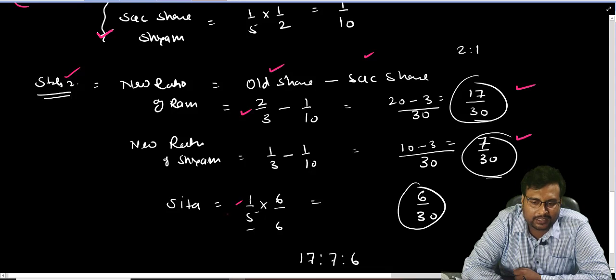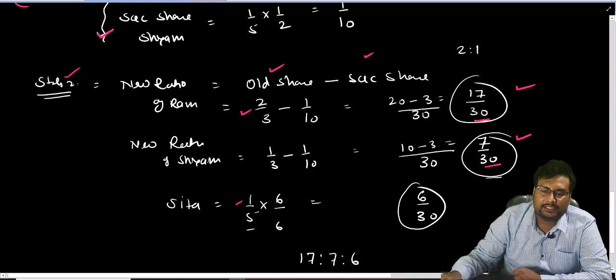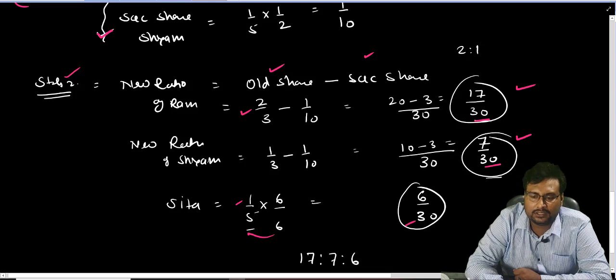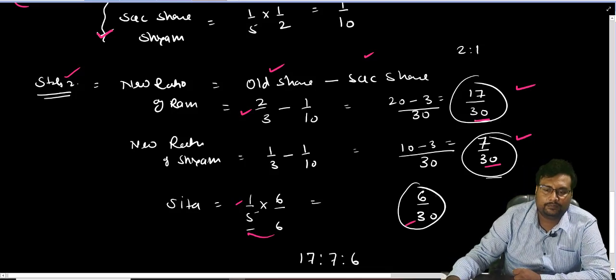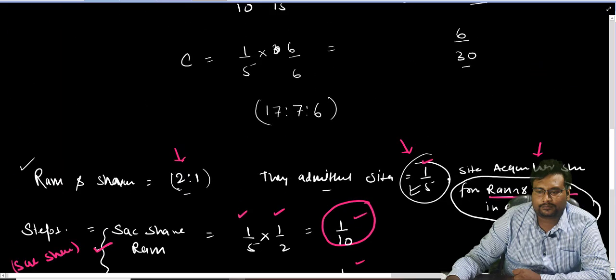Sita's share is 1/5, already given. We have to make the base equal because the other bases are 30 and 30. So we multiply by the same number 6/6, and 5 6s are 30, so the base is equal, 6/30. Now the base for each and every partner is equal: 17:7:6. That is the answer. Okay.